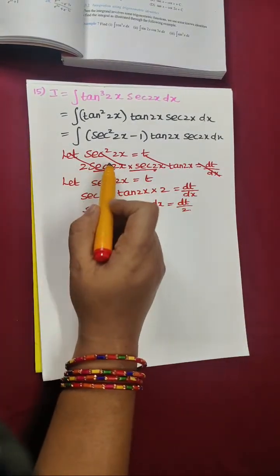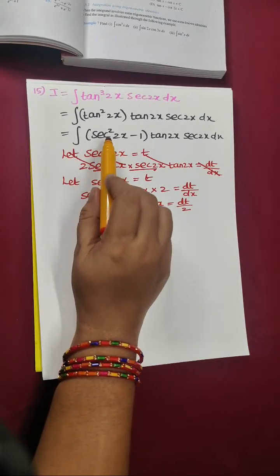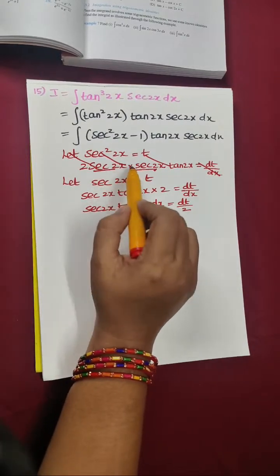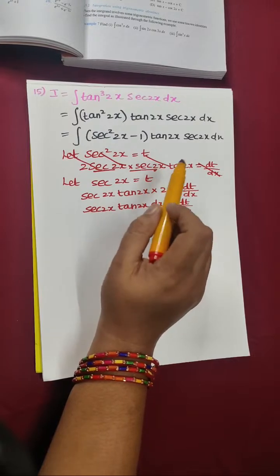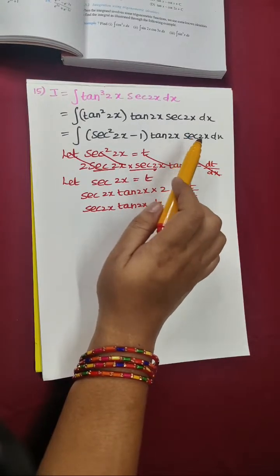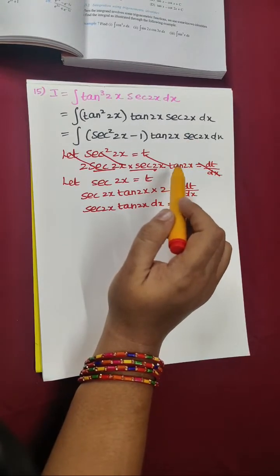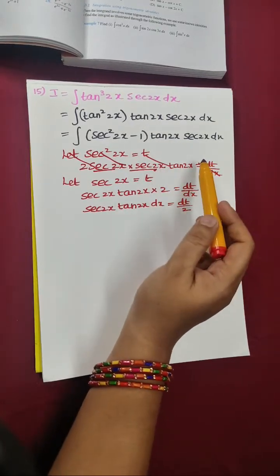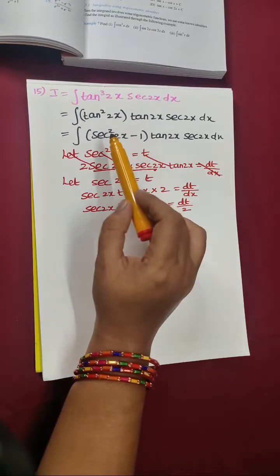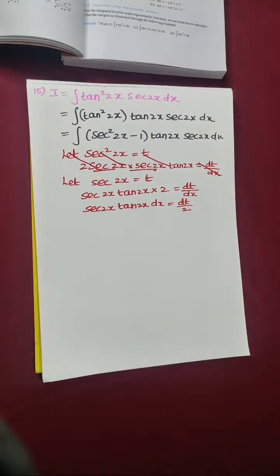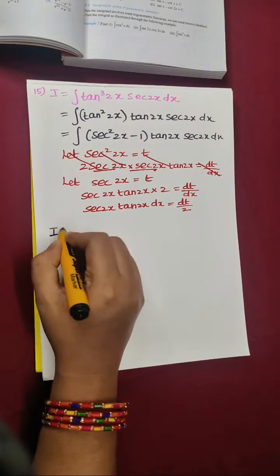Why have I done this? Because if you straight away take secant square 2x as t, you will end up with 2 secant square 2x into tan 2x. But what we have here is only tan 2x and secant 2x, where the power of secant is 1. Here we are ending up with 2, so we can't substitute as the power varies. To avoid that confusion, we are taking only secant 2x as t, so that it is easy for us to substitute and integrate. Is it clear?